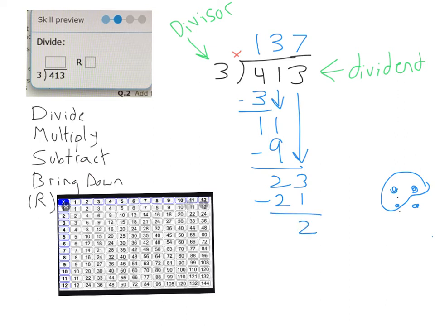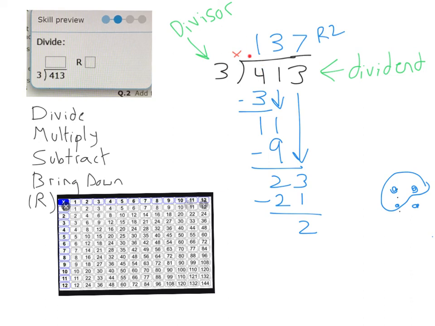Next step, bring down. Oh, nothing left to bring down, so we're just going to do our remainder of 2. And we ask ourselves, is our remainder bigger than our divisor? No, so we're in the clear. Notice I'm really carefully lining these numbers up. How many 3s can I take out of 4? 1. I wrote that over the 4.